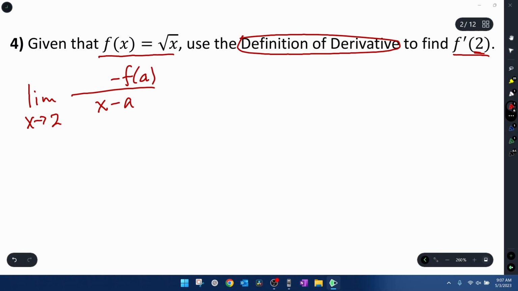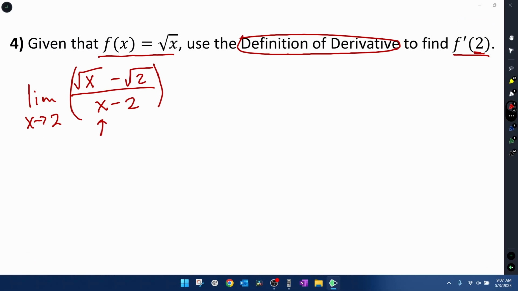That was the formula. Now let's go through and replace the pieces with what we've got. F of x is the square root of x. F of a, where our a is 2, would simply be the square root of 2. And then in the denominator, a again is 2. So this is our limit. We're looking for the limit as x approaches 2. And we could do direct substitution if we didn't get a divide by 0 error.